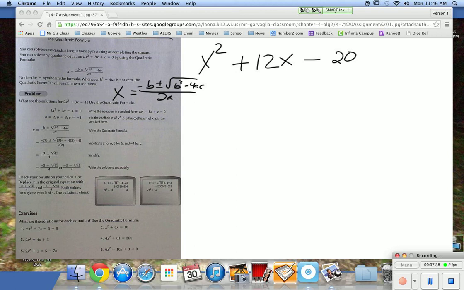So what am I going to do first? X equals what? Negative 12 plus or minus the square root, which is 144.